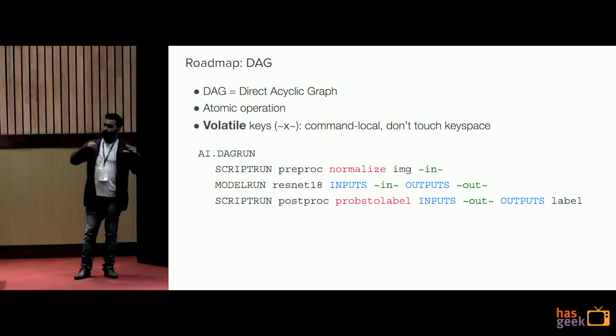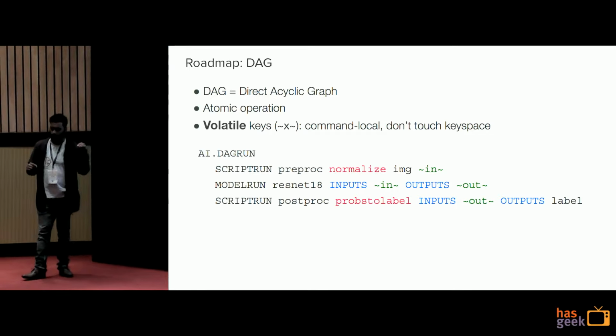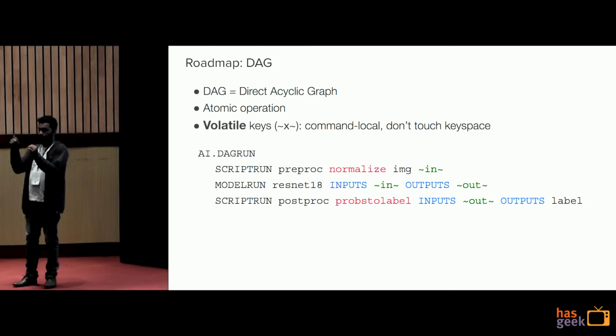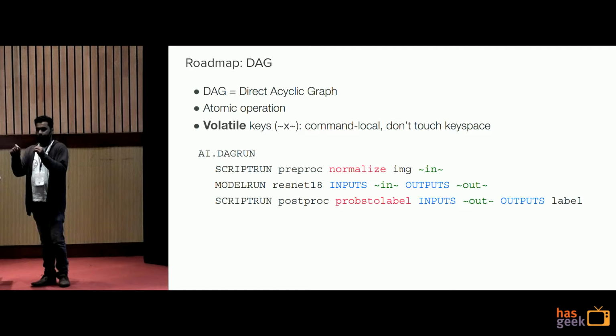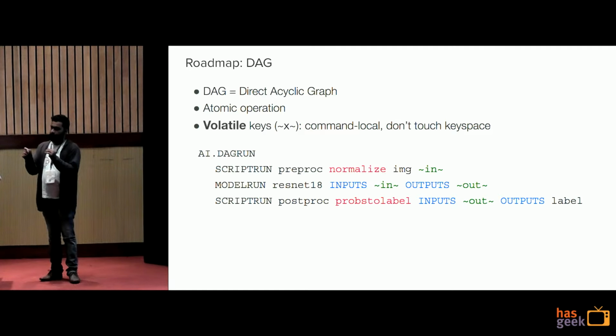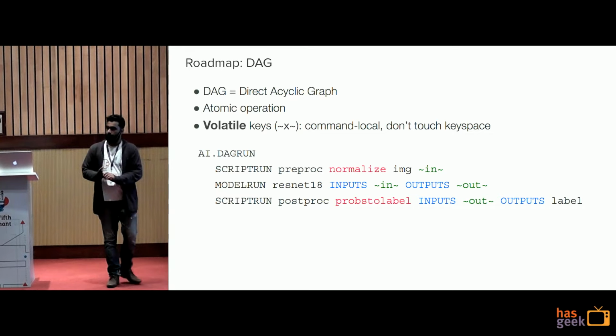So if you want to run, let's say, one instance now, what you have to do is do a tensor set with your input first, then a model run with that tensor, then a tensor get to get the output back. Like 3 commands to actually run the whole model, right?